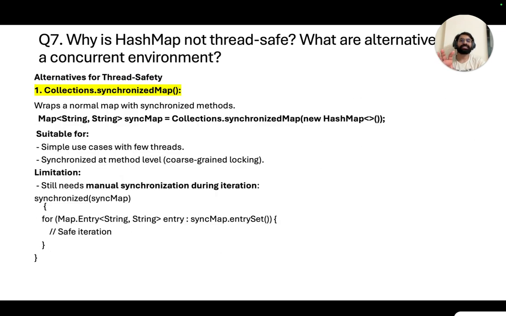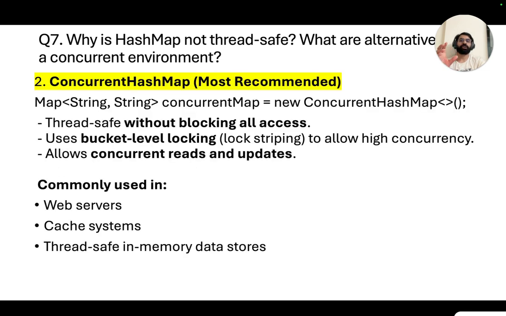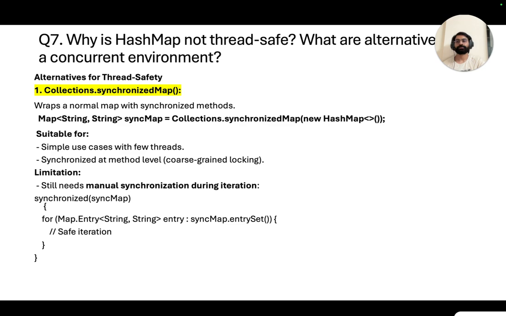But among these three, ConcurrentHashMap is more recommended. Why? Okay, let's see that. Collections.synchronizedMap is used to wrap a normal map with synchronization.